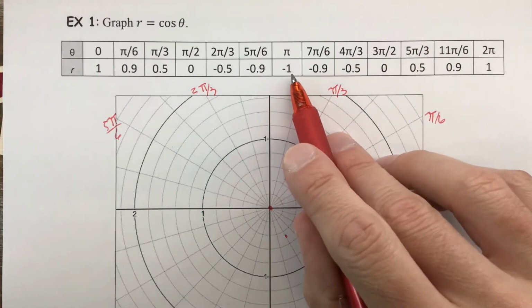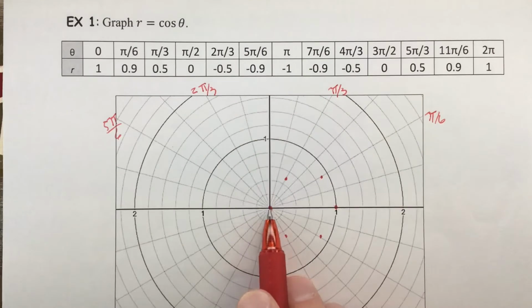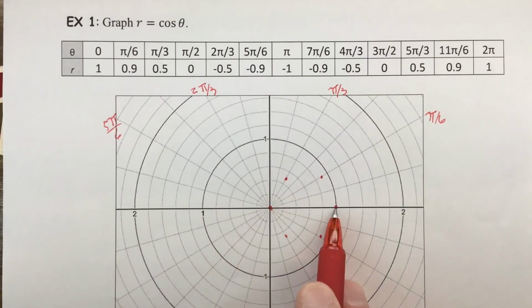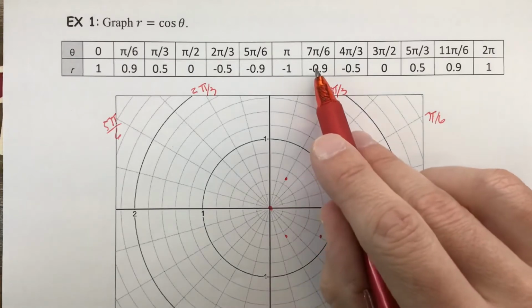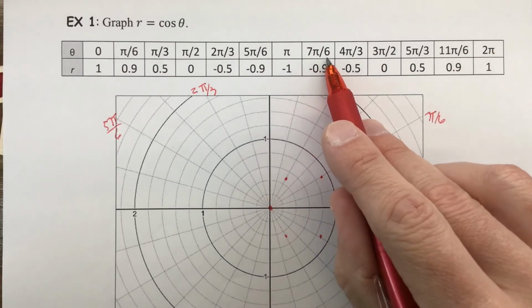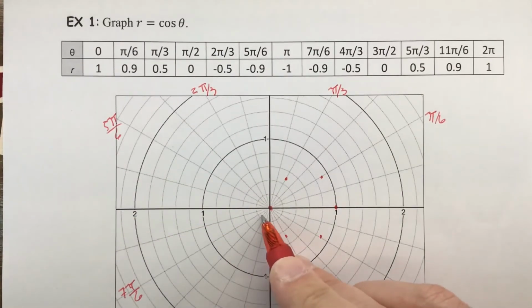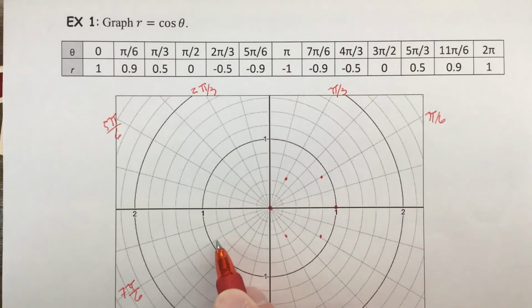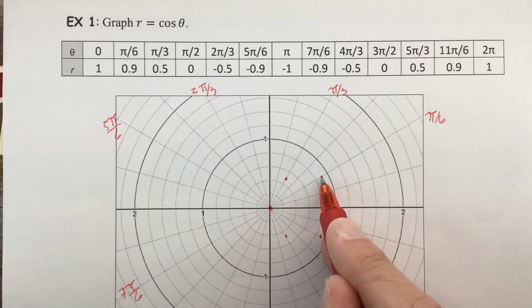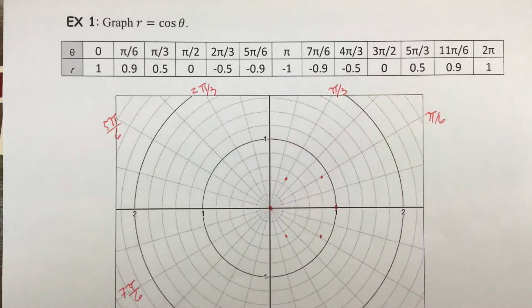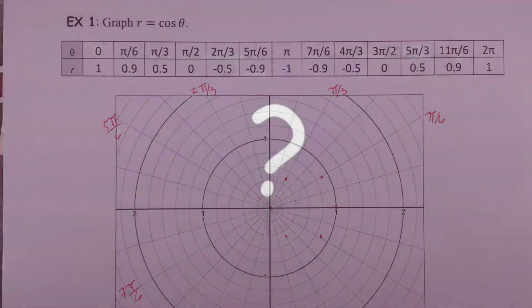All right, so the others here, at pi, we get -1. That actually just puts you right back to the spot where we were at. Over here, at 7 pi over 6, that would be on this line here. You're going to get a negative 0.9. If you follow that through, it will end up actually being in the same spot. So the rest of these are actually just duplicates of everything that we would have seen there. All right, so if we were to connect these with a smooth curve going around, what shape do you think that would look like?